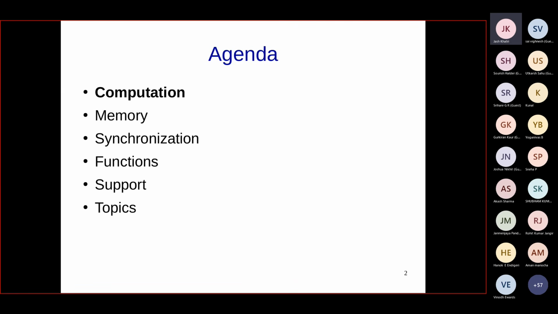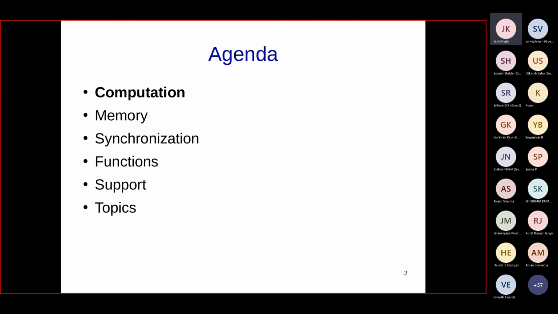In memory we'll see the different hierarchies in GPU memory, and the different types of memories, like how you can use the GPU cache and shared memory and all those stuff. We'll also see what coalescing is. Then we'll look into synchronization: when we have multiple threads running concurrently at the same time, what synchronization issues we face, like data races, and how we handle them, which we'll see later. Then we'll see function supports and topics.